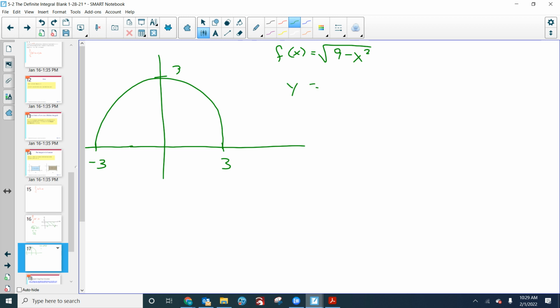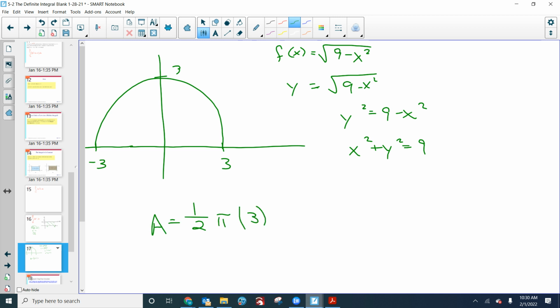You guys have to recognize this. If I put it in standard form, I would square both sides and add x squared over. X squared plus y squared equals 9. That's if it was a full circle. Standard form of a circle. So this is not plus or minus. It's just the top half. And so the area is half of pi r squared. Half pi times 3 squared, which is 9 pi over 2. We good?